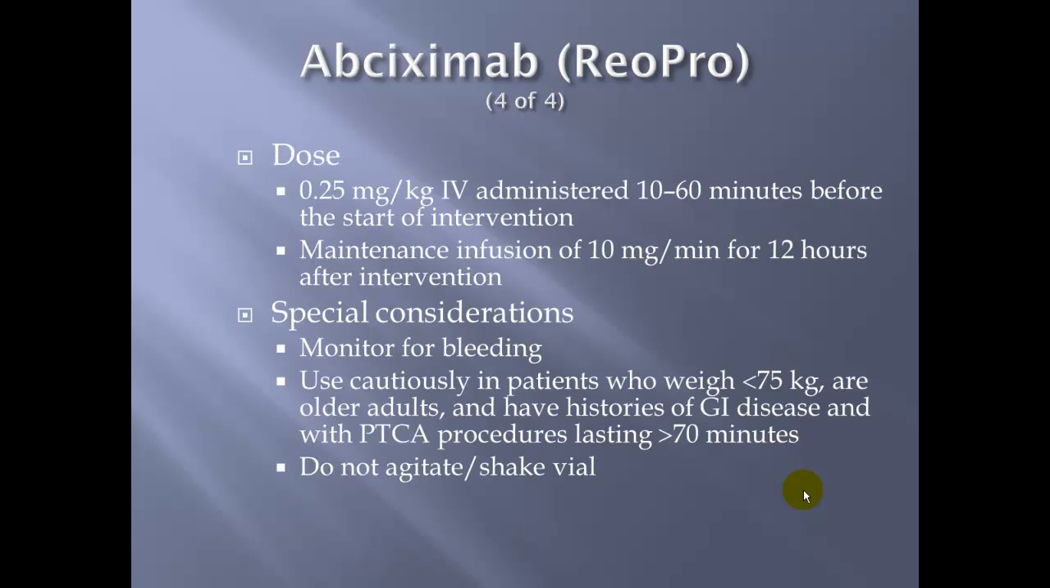Dose on this, 0.25 milligrams per kilogram IV, administered over 10 to 60 minutes before the start of the intervention, and this would be if they went to PCTA or cath lab. Maintenance infusion of 10 milligrams per minute for 12 hours after the intervention. Special considerations: monitor them for bleeding, use cautiously in patients who weigh less than 75 kilograms, older adults, anyone who has a history of GI disease, and a PTCA procedure lasting greater than 70 minutes. Do not agitate or shake the vial.